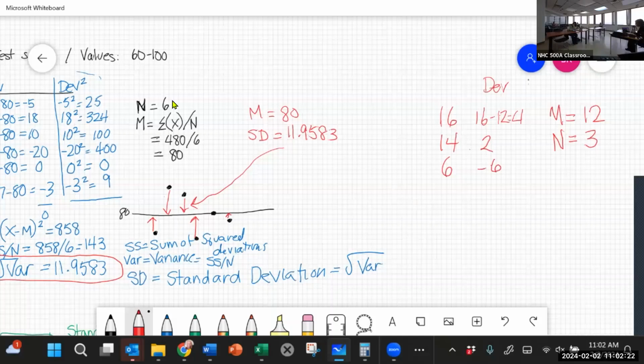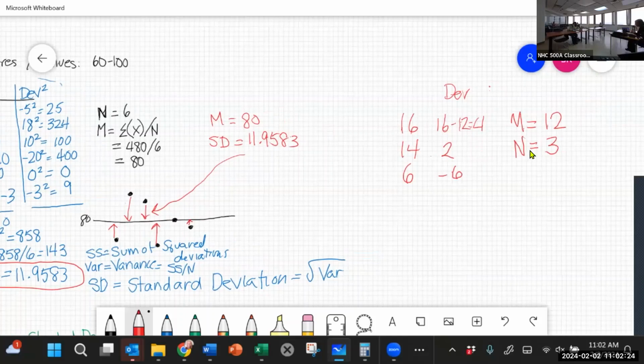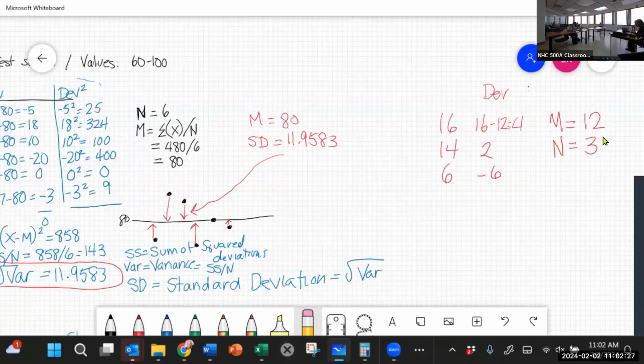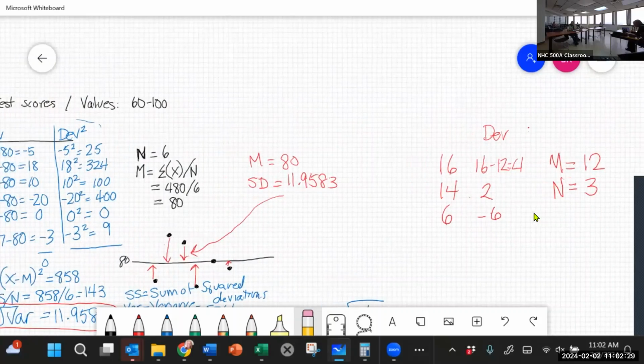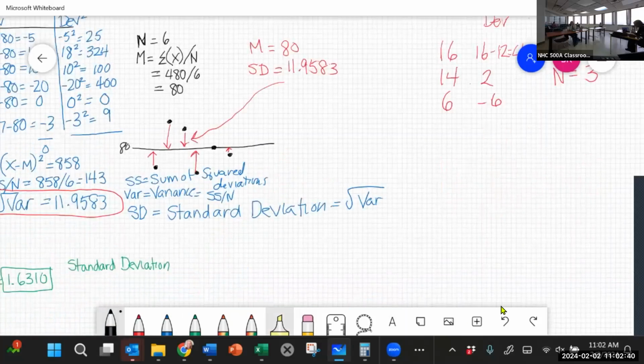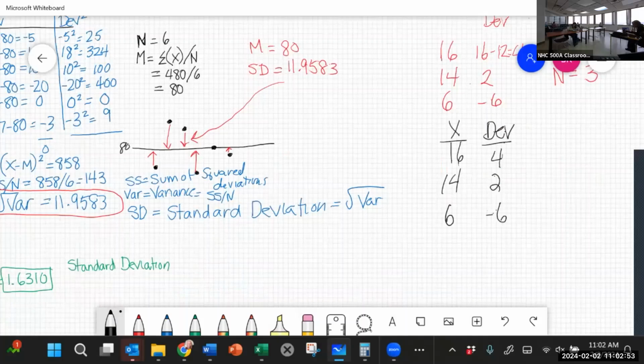Now we have to square those deviations. See if I can get my eraser to work. Taxing my computer, I have to do some work on it. Next, we square the deviations. So I'm going to have to write this down below because my eraser isn't working at this time. So 16, 14, and 6 were our scores. Our deviations were 4, 2, and negative 6.